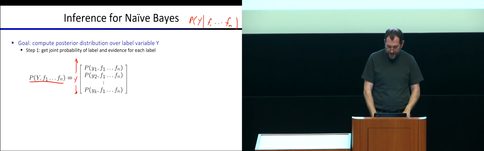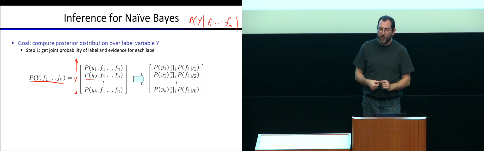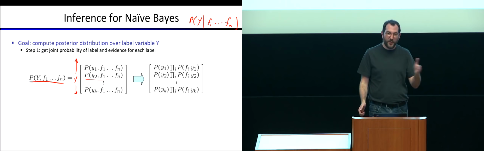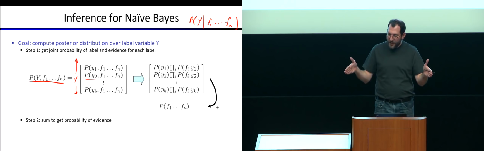How do I get them? Well, for each one of these entries of the joint distribution, I can rewrite it according to my Bayes net, which is going to be a product of all these little local probabilities. Each one is the product of a prior probability of the class, which says whether or not, before you see the evidence, this is a class that's common or not, and then a product of a bunch of feature probabilities, which is how likely is this feature for this class, how likely is this feature for that class, and so on. All right. So you compute all those products, you normalize them, you're done. Okay? That's it. It's just variable elimination.